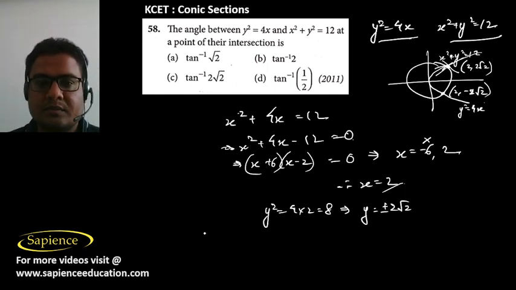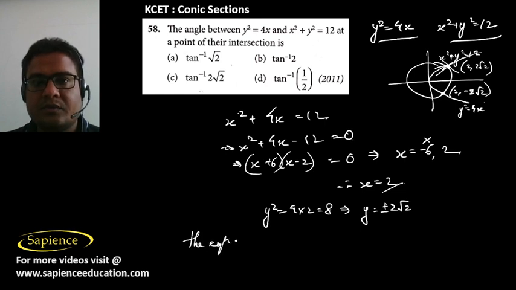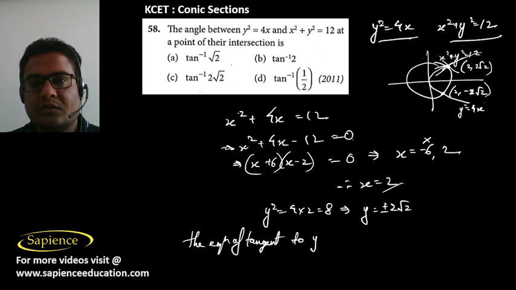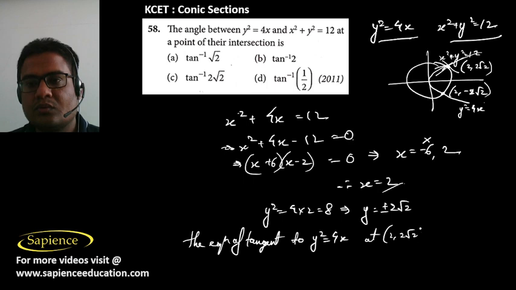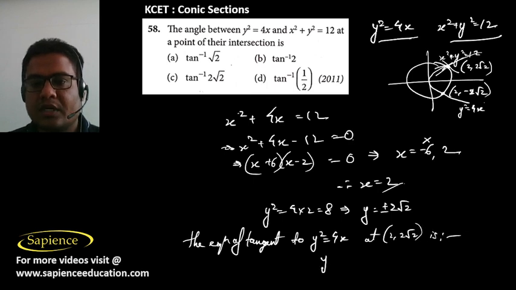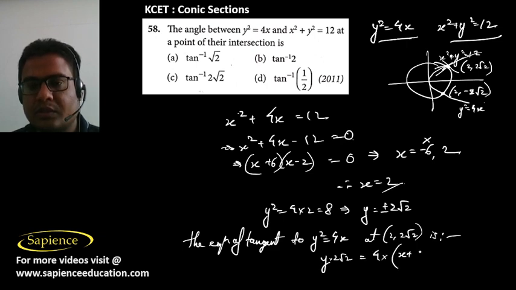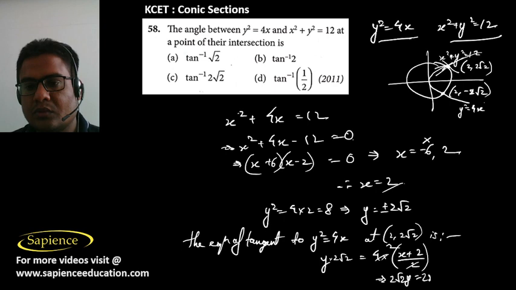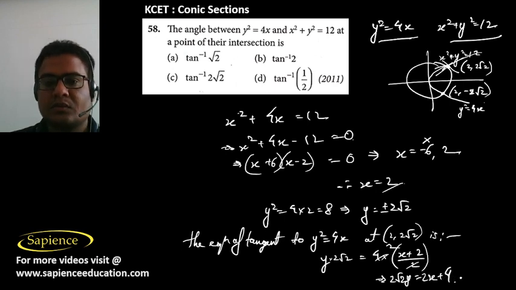So we know that the equation of the tangent to the curve y square equal to 4x at the point 2 comma 2 root 2 is given as y y1 equal to 4 into x plus x1 by 2. So y into 2 root 2 is equal to 4 into x plus 2 by 2. So it will be 2 root 2 y equal to 2x plus 4. So this is the equation of the tangent.